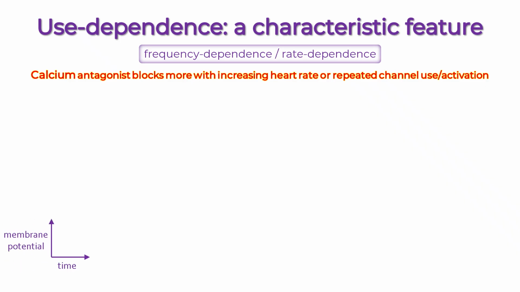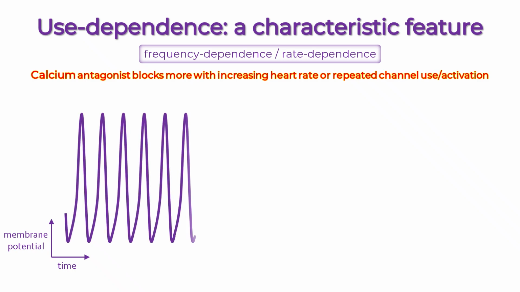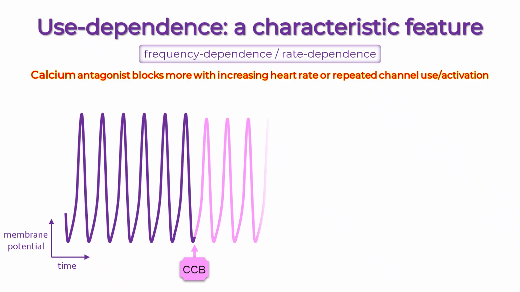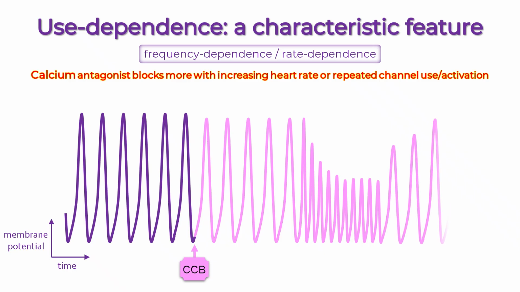This trace shows cardiac action potentials firing at a normal rate. When a calcium antagonist is added, it produces only a small effect. However, when the rate of action potential firing increases, the block accumulates, so that in the steady state, the degree of block increases with firing rate. The effect is reversible. When the rate of firing returns to normal, the block decreases back to its low baseline level.